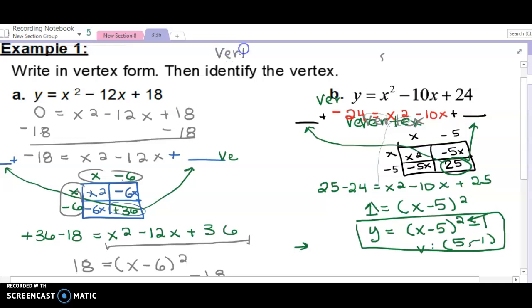But vertex form is y equals a(x minus h) squared plus k, and there's a squared here, okay? And your vertex is at h, comma, k.